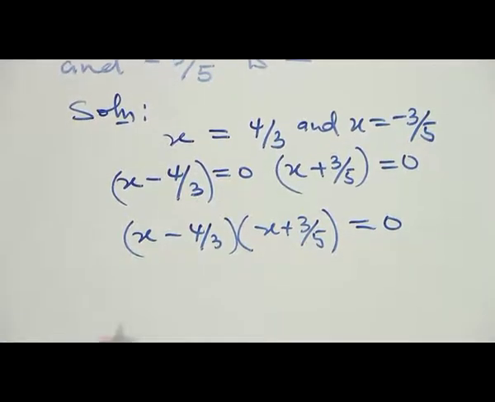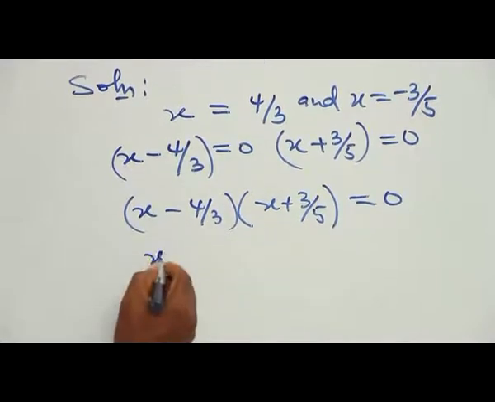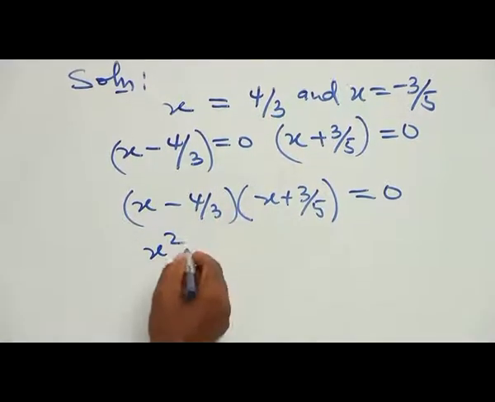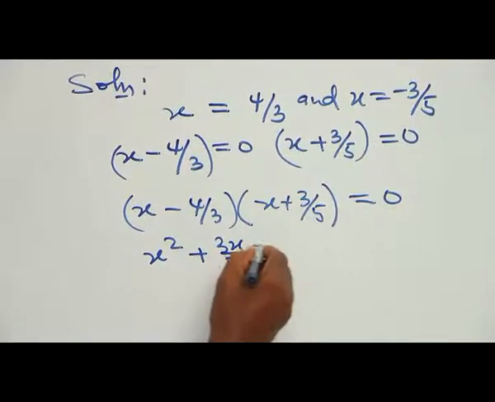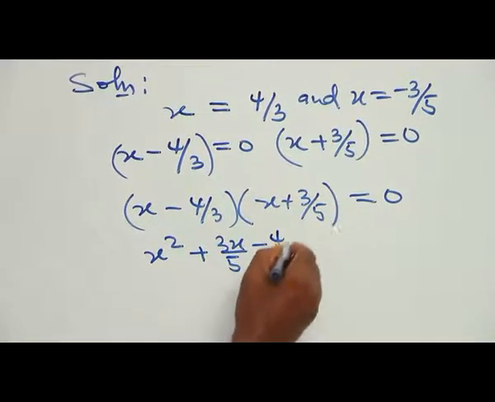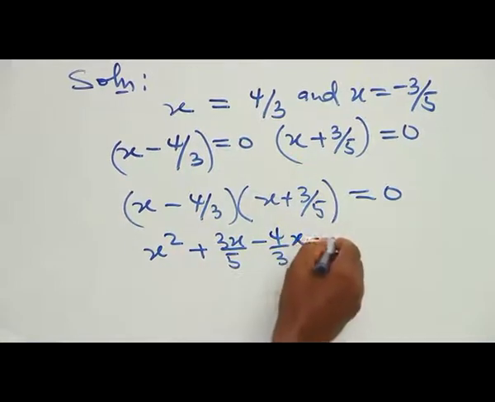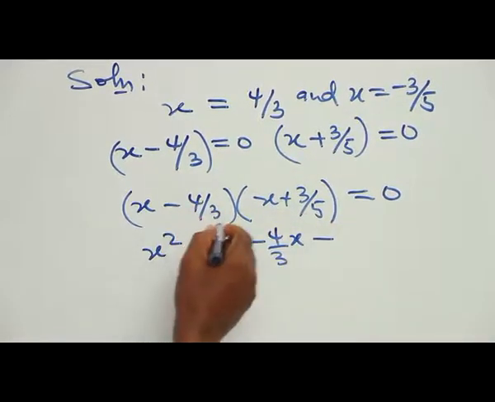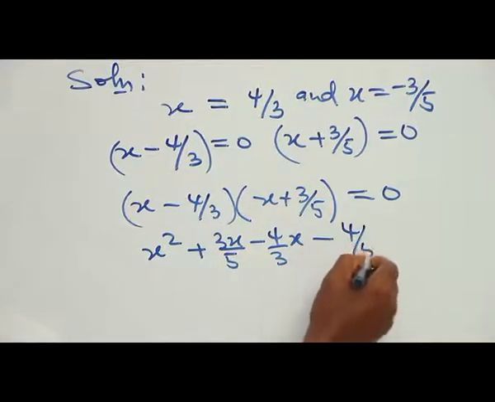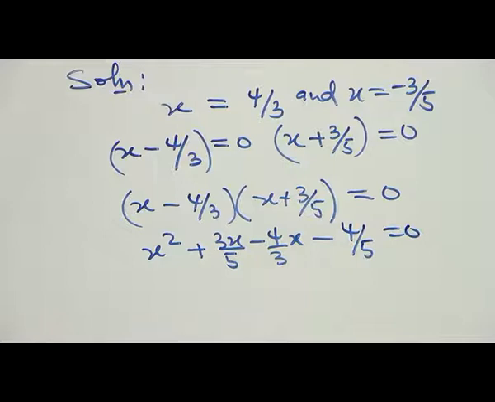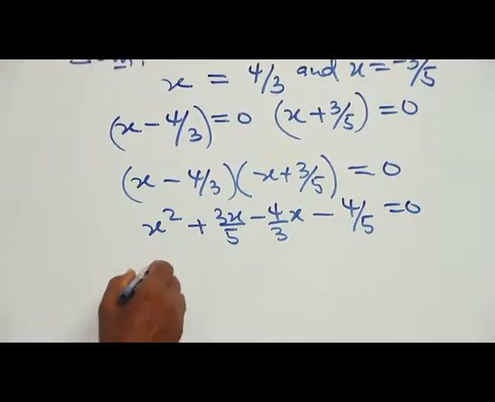What next? Open the bracket, that becomes s squared, and that is plus 3s over 5 minus 4 over 3s, and then we have minus 4 over 3 times 3 over 5 will give you minus 4 all over 5. Everything here is equal to 0. Now let's eliminate the fraction to make it easier. We multiply all through by 15.